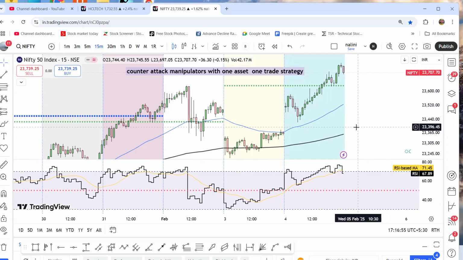So, in this strategy, we are identifying the pop and drop, or we are going to trade one asset with one trade only, the one trade strategy. Here, the perfect setup happened in Nifty yesterday on Monday.